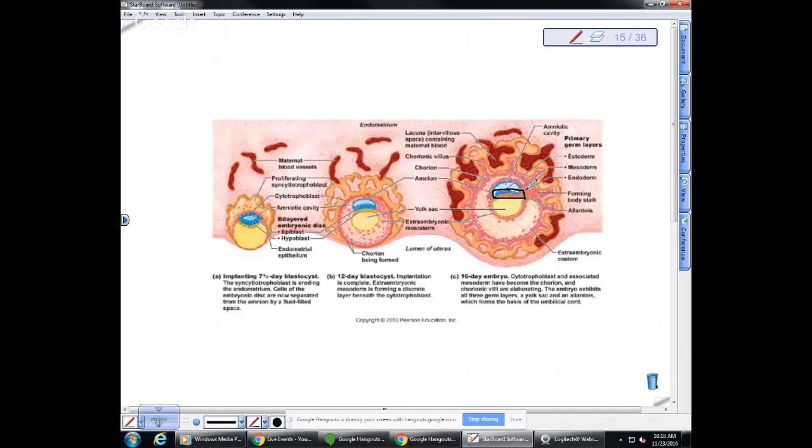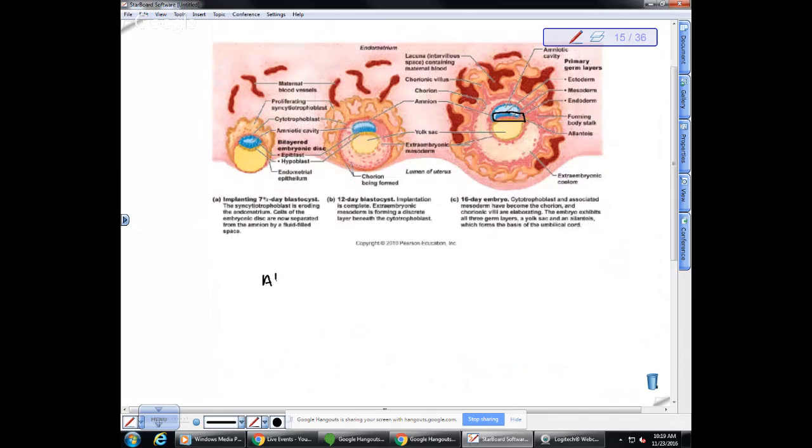Okay. Now there's one more extraembryonic tissue, and that is called the allantois. So write that one down. We have the amnion, the yolk sac, and then the allantois. Actually, there's a fourth one, but the allantois forms the umbilical cord. And then we have the chorion. This forms the embryonic part of the placenta.